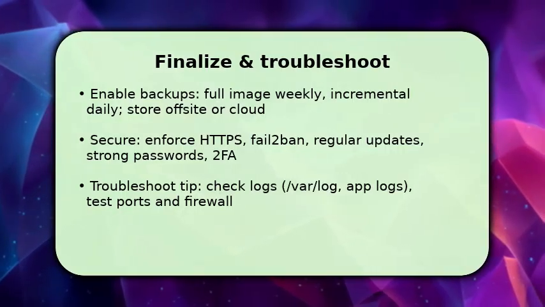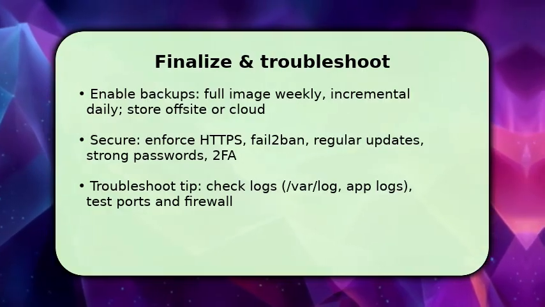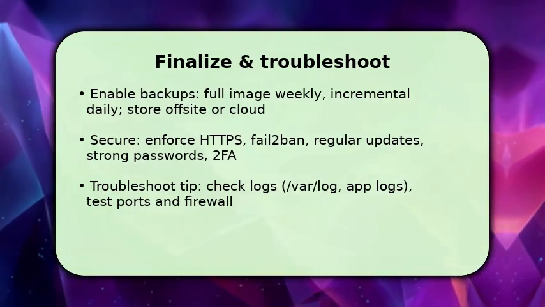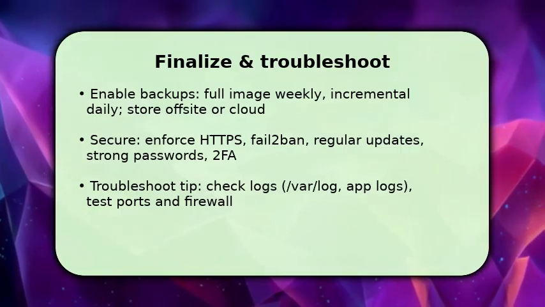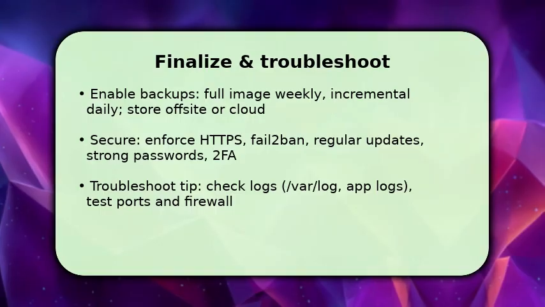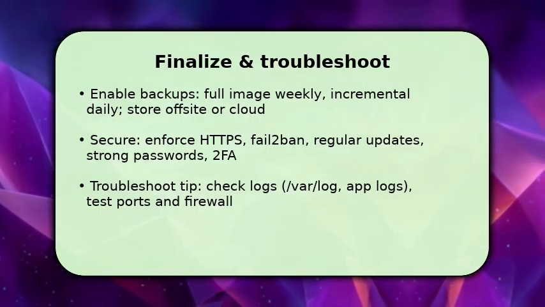Configure automated backups, enable firewall rules, and turn on two-factor authentication for accounts. Once done, connect a client and verify file sync, sharing, and permissions. If something breaks, check system and application logs, confirm ports and IPs, and reproduce the error with verbose logging enabled.